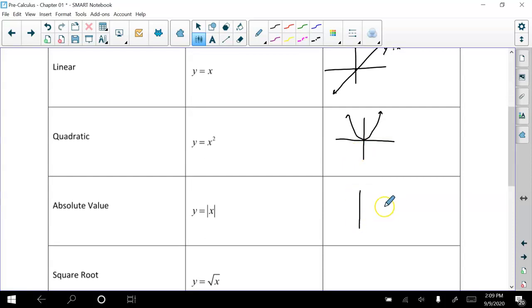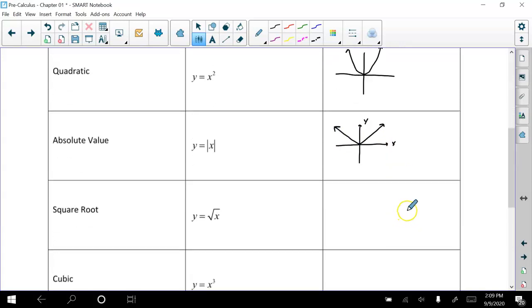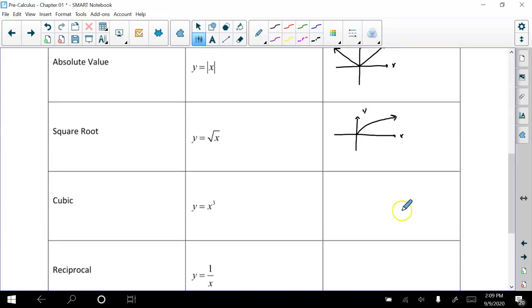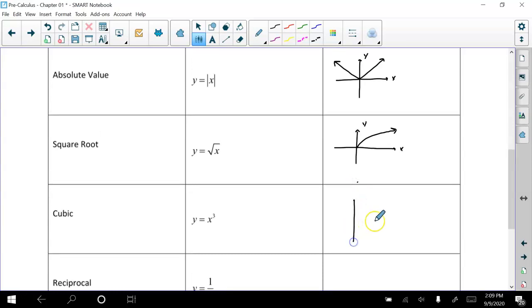We'll be exploring these a little bit more in depth as we go through. That's an absolute value function. That V shape. Y equals the positive square root of x. This is a square root function. And it looks like that. A cubic. Y equals x cubed. The graph looks like that.